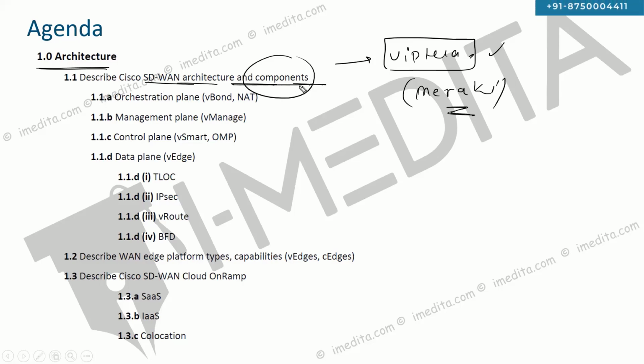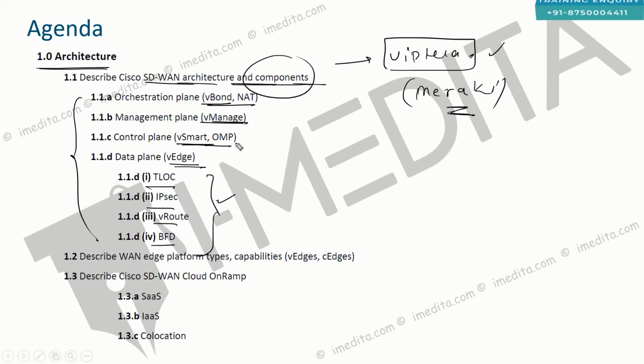SD-WAN architecture and components. What are the SD-WAN architectures and components? The different components used in Cisco SD-WAN, such as vBond, vManage, vSmart, vEdge, options and the concepts related to the vEdge, such as TLOC, IPsec, vRoute, BFD, and all. These are the architectural components that we use in SD-WAN to create an SD-WAN network. So we will talk about that, from the orchestration plane, management plane, control plane, data plane, and all that.